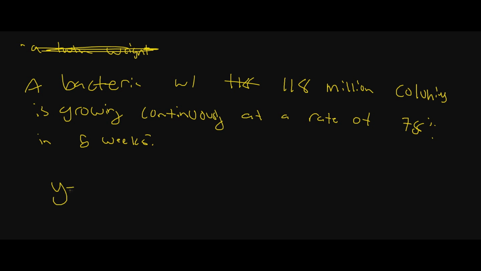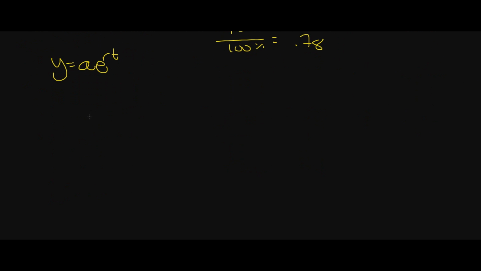So again, we have y is equal to a e to the RT. To find our rate, it's 78. Divide that by 100 to turn it to a decimal, we get 0.78. So that's it. All we gotta do now is just set our problem up, and we are going to be just fine. y is equal to, I started off with 118 million, e to the 0.78 times t. How much in 5 weeks? Let's plug in the 5 there.